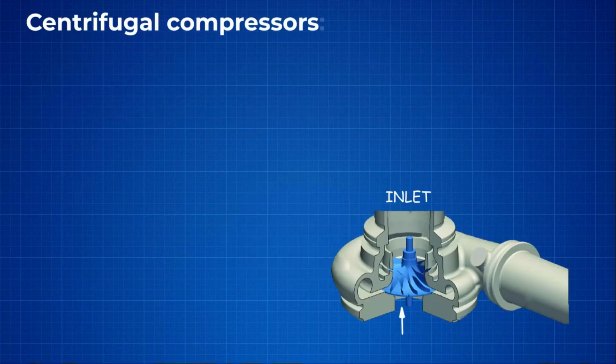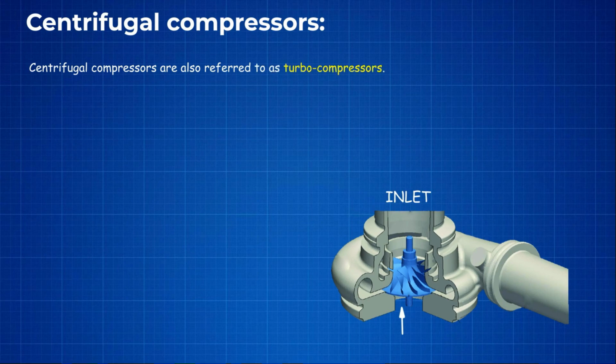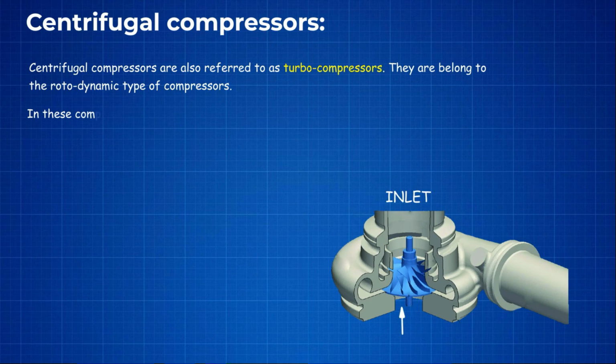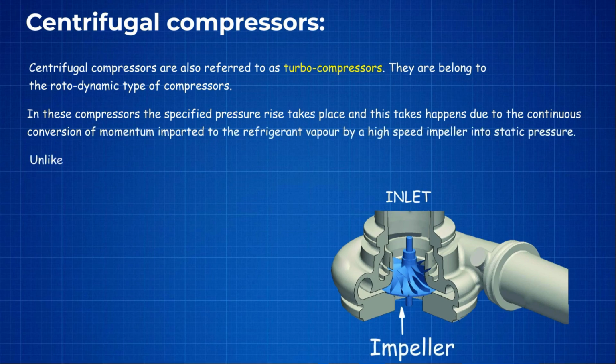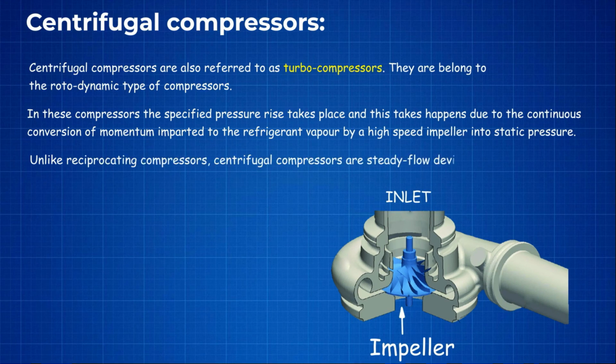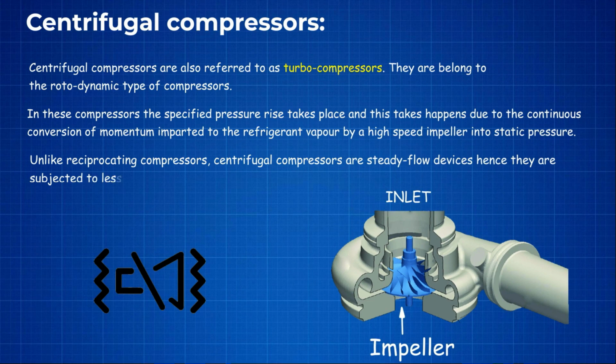Centrifugal compressors. Centrifugal compressors are also referred to as turbocompressors. They belong to the rotodynamic type of compressors. In these compressors, the required pressure rise takes place due to the continuous conversion of momentum imparted to the refrigerant vapor by a high-speed impeller into static pressure. Unlike reciprocating compressors, centrifugal compressors are steady flow devices, hence they are subjected to less vibration and noise.